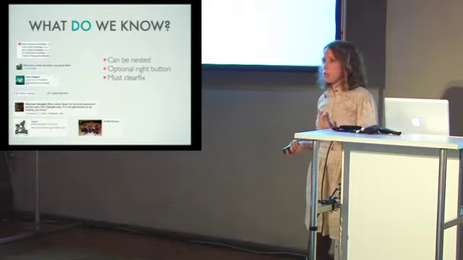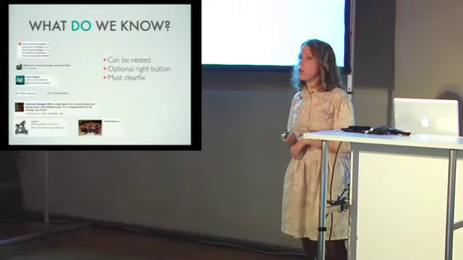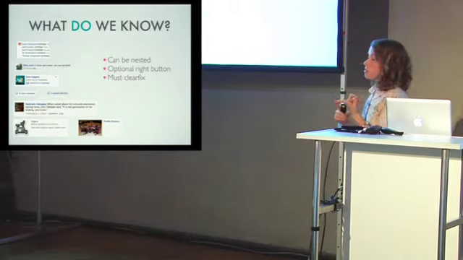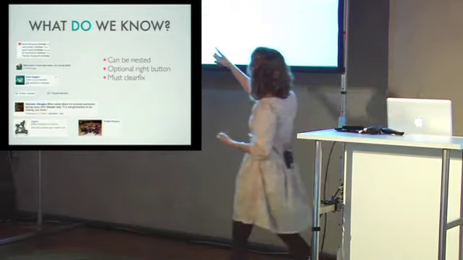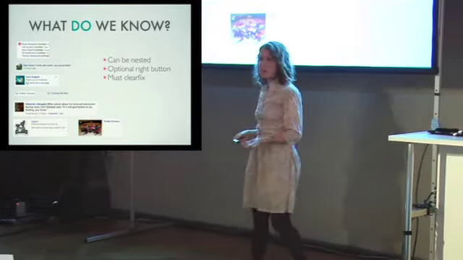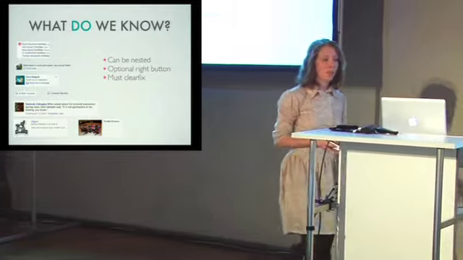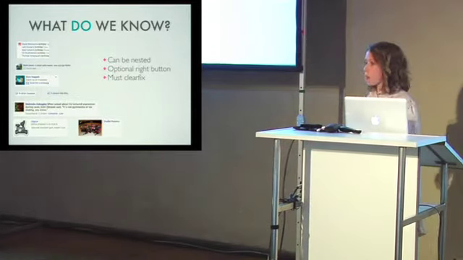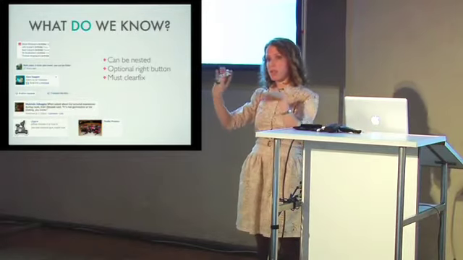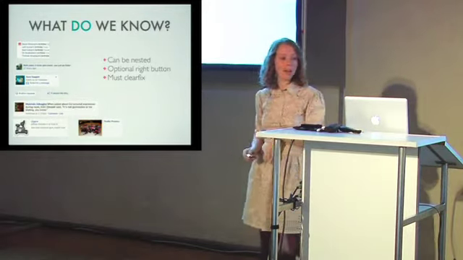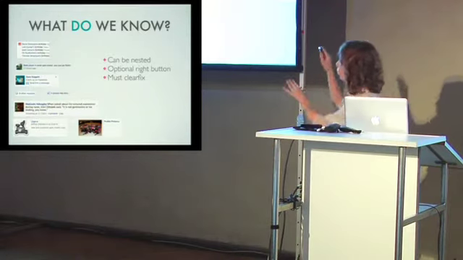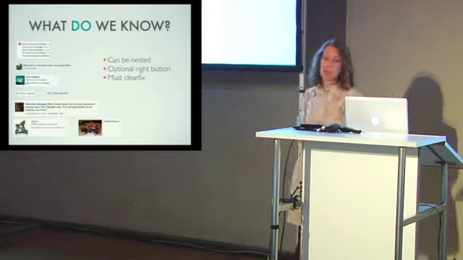So the first thing to do when you're building a component is to say, all right, what do we know about this component? What do we know for sure? It can be nested, right? We can see from this one here that it can have a media block nested inside of itself, so that's a really important thing to know about it. It has an optional right button, the little X to close it, so it actually has 3 regions, the left, right, and then the center area. And it must absolutely clearfix. We wouldn't want something sort of sliding up into the media block.